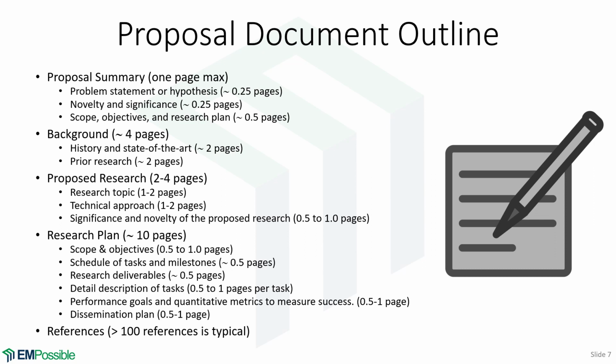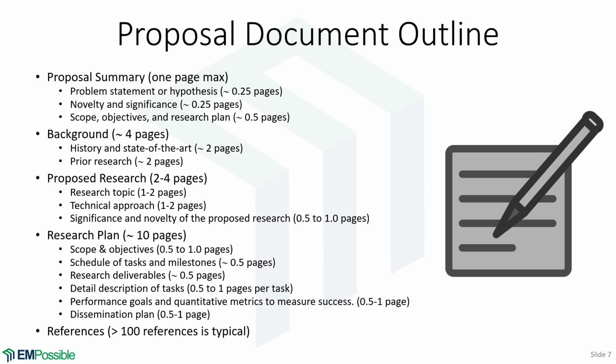More than 100 references is typical, and there is no fixed number. There's no minimum or maximum, but if I see 10 references at the end of a proposal document, I immediately think to myself, has this student really done a thorough literature search? Now, maybe there is only 10 papers out there. I seriously doubt that. And so you really want to have a very rigorous background.